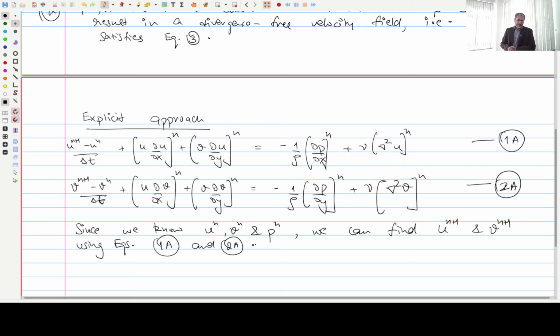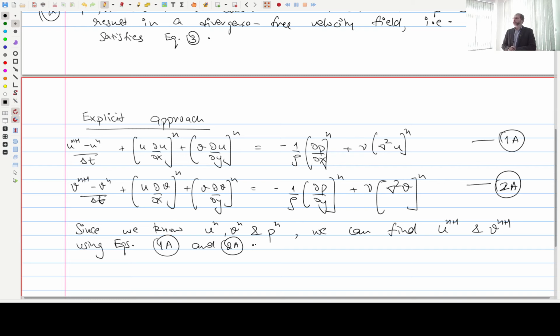Okay, since we know the velocity and pressure values at the nth time, we can use equations 1a and 2a to find u^(n+1) and v^(n+1). So now you can understand what I meant by saying that equation 1a is used to get the x velocity, that is u, and equation 2a is used for getting the y velocity, that is v, at the n plus 1th time.